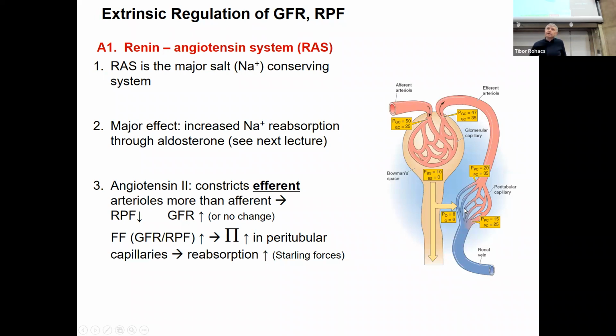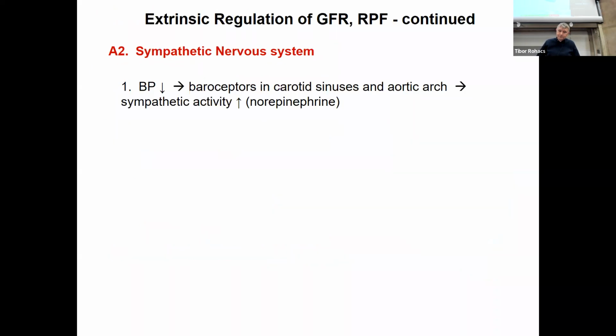We'll reiterate this concept a couple more times, but this efferent arteriolar constriction is important because it increases the oncotic pressure at the end in the peritubular capillaries, making it easier to reabsorb large quantities of fluid. And fluid usually follows sodium because that's the most important osmotic compound. So it's important for sodium balance to be able to reabsorb as much fluid as possible.